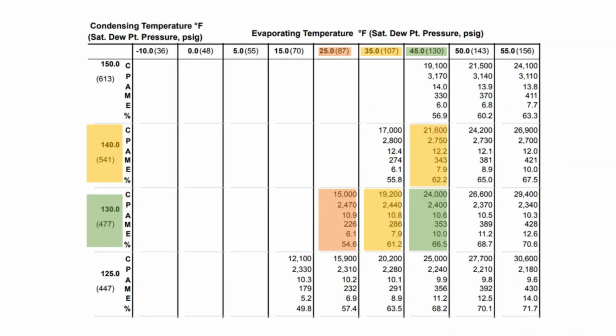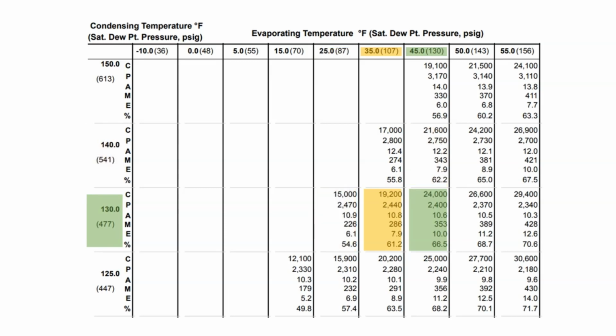The AHRI rating for this compressor is at 45 degrees or 130 psig suction, and 130 degrees or 477 psig discharge pressures. I have shown this in green, and you can see that under these conditions, the compressor will be able to produce 24,000 BTUs per hour at approximately 10.6 amps and a mass flow of 353 pounds per hour.